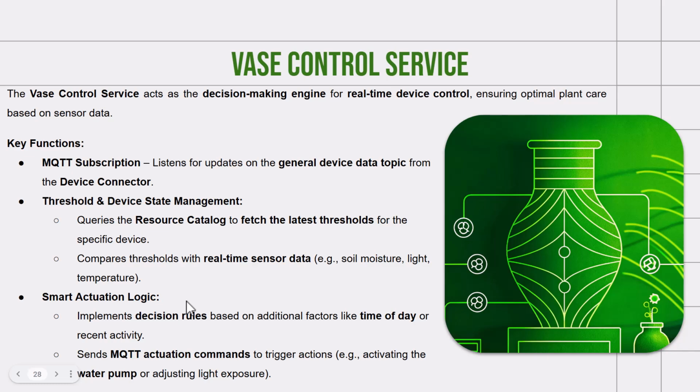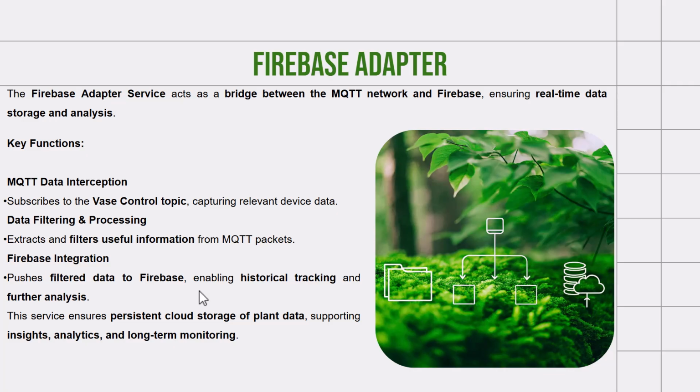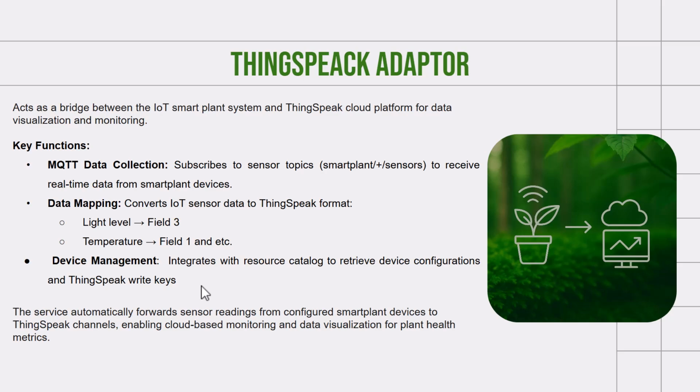Water control service. The water control service is the decision maker. It compares real-time sensor readings with the thresholds and decides when to act. For example, turning on the water pump. This ensures plants are watered only when it's necessary, avoiding under or overwatering. Firebase adapter. The Firebase adapter service acts as a bridge between the MQTT network and Firebase, and it ensures real-time data storage and analysis. The ThingSpeak adapter acts as a bridge between the IoT smart plant and the ThingSpeak cloud, and it helps monitor and visualize the trends.